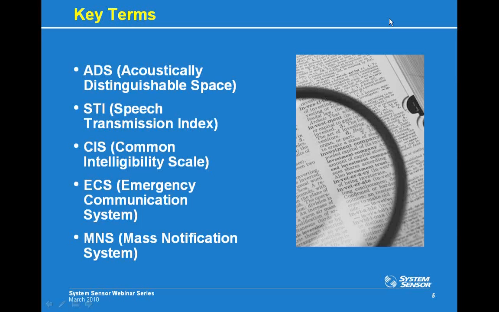And finally, ECS stands for Emergency Communication System, and MNS stands for Mass Notification System. I use these terms pretty interchangeably. The only difference I see is that MNS is a military term and ECS is the term that NFPA has chosen. And one other side note is that mass notification, according to NFPA, can also just be a subset of an entire ECS system.